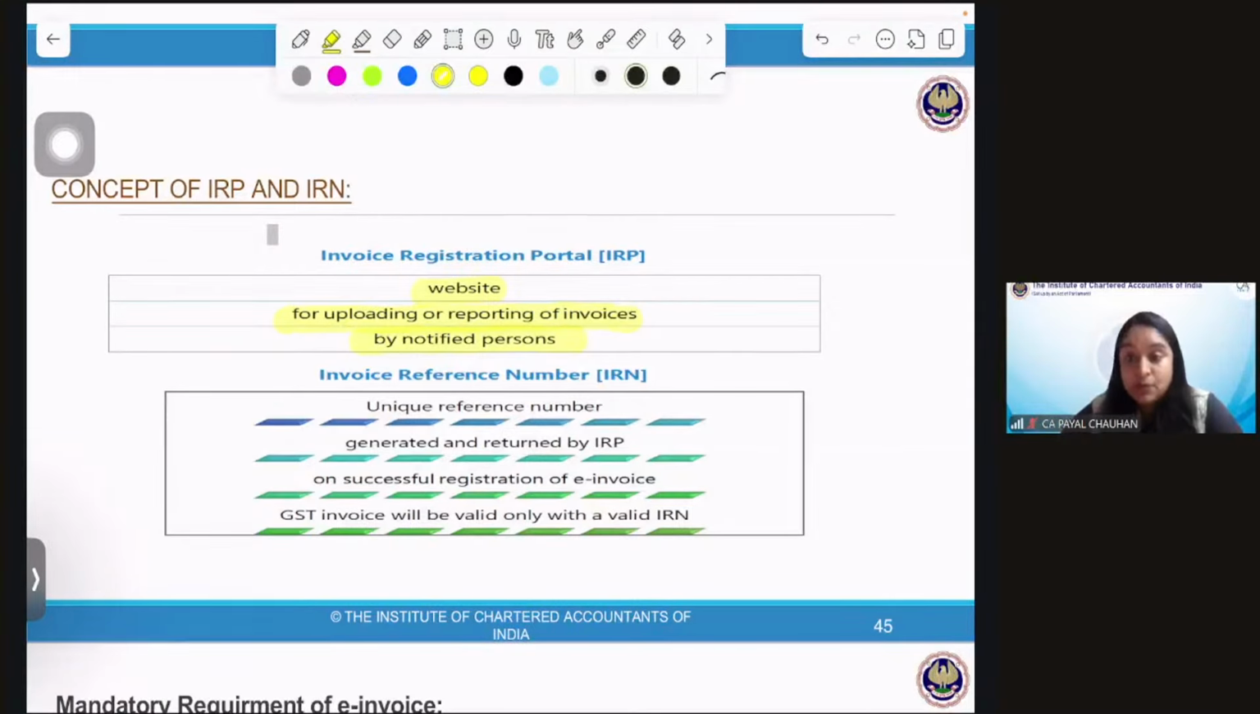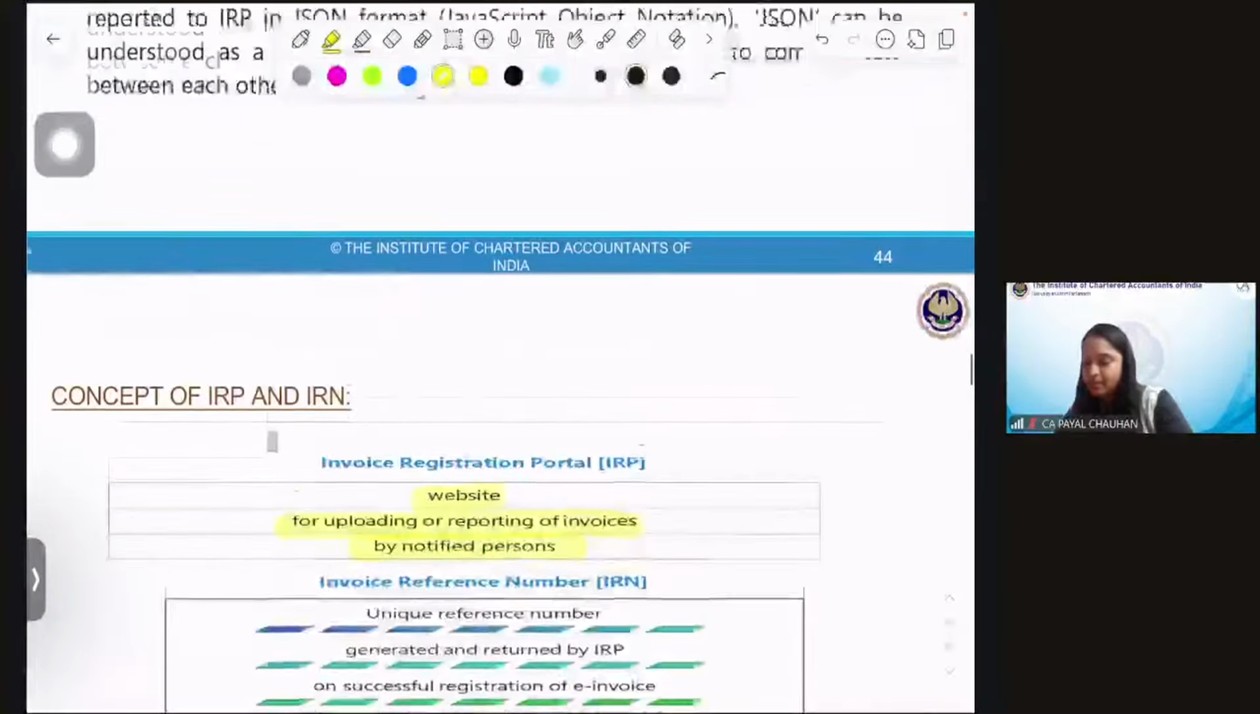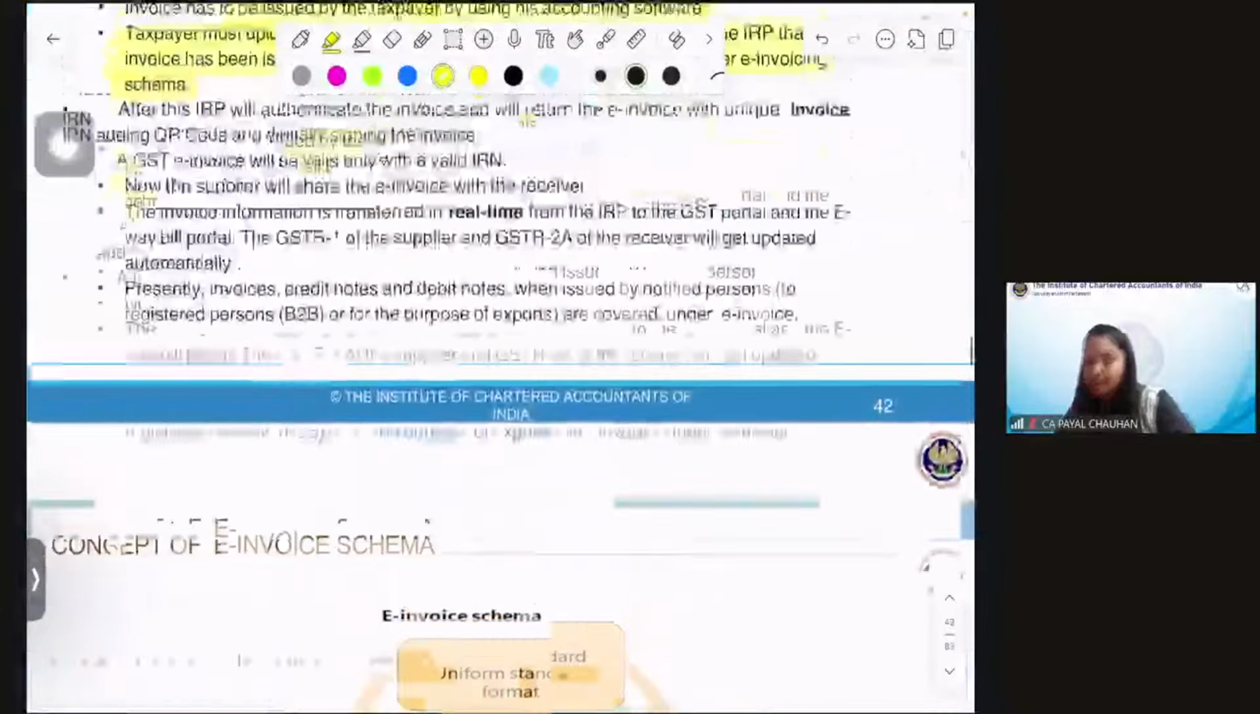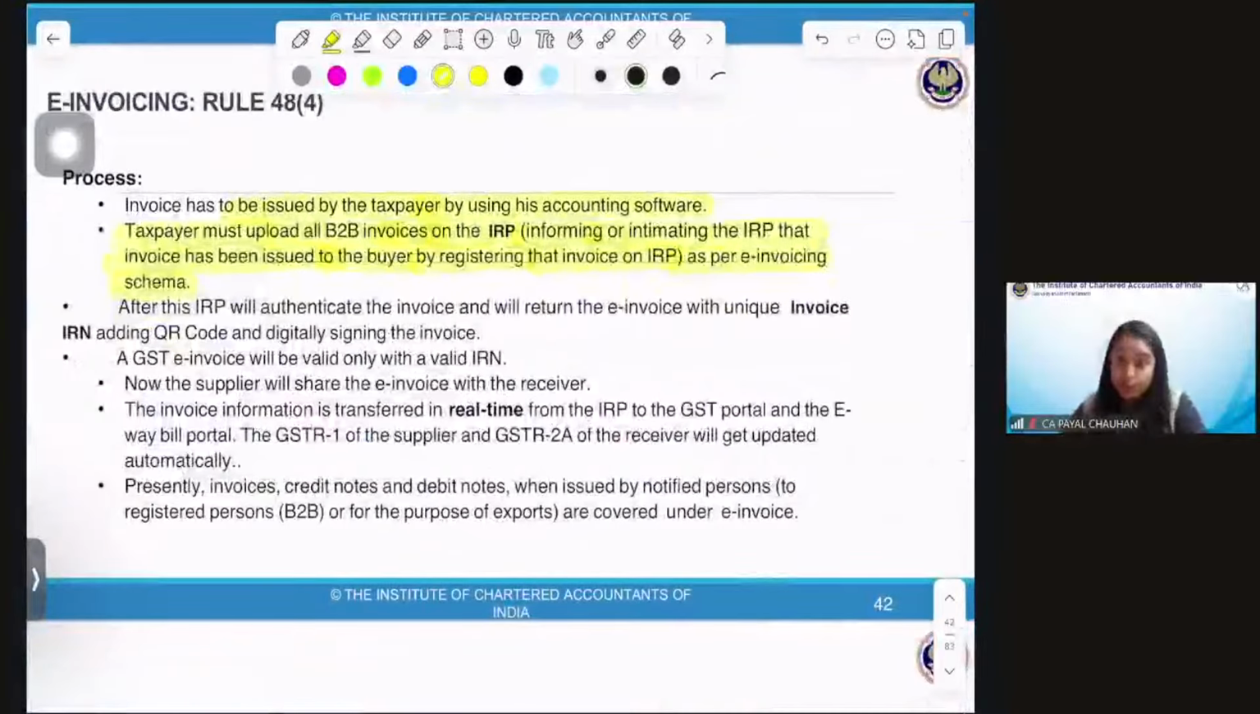Ma'am, an invoice uploaded on the IRP portal will be auto-populated in GSTR1. Perfect. For me, it will be automatically uploaded in GSTR1, and for the buyer, that is for the recipient, in GSTR2A, right? So this is what IRP is. I need to upload the details of my invoice on the IRP. We'll come back to it. Now I have uploaded the data on the IRP.